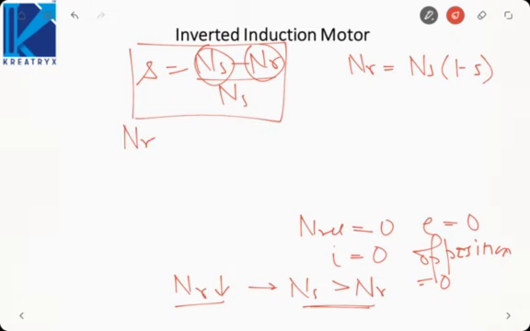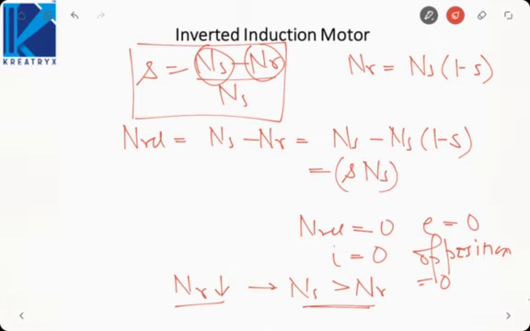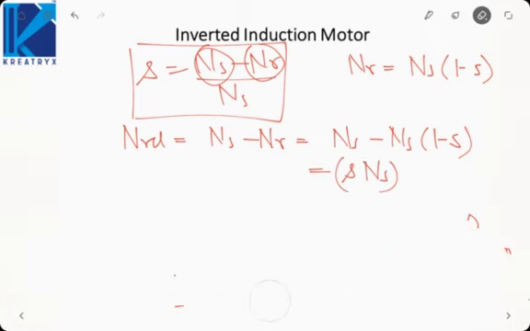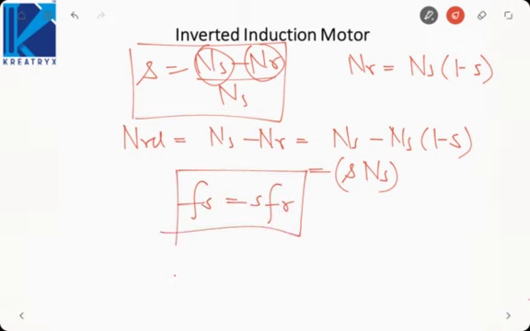So the relative speed, which was ns minus nr, will be ns minus ns into 1 minus s, which is sns. If the relative speed of the magnetic field with respect to the stator conductor is sns, the stator frequency here will be s times the rotor frequency. Okay, the roles are reversed. Here the stator frequency is less than the rotor frequency. So remember, the stator frequency is sf, whereas the rotor frequency is f, and the rotor rotates in a direction opposite to the magnetic field with the speed ns into 1 minus s.